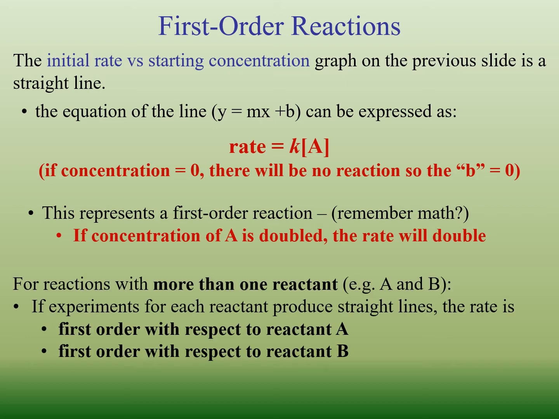For reactions with more than one reactant, for example, one that has reactants A and B, if experiments for each reactant produce a straight line, the rate is first order with respect to A and first order with respect to B. Before we look at a specific example, stop and consider this. In many decomposition reactions, the rate of reaction is directly proportional to the concentration of this single reactant because there is just one reactant. In many reactions, there is more than one reactant, so each reactant has its order of reaction determined separately, as in the following example.